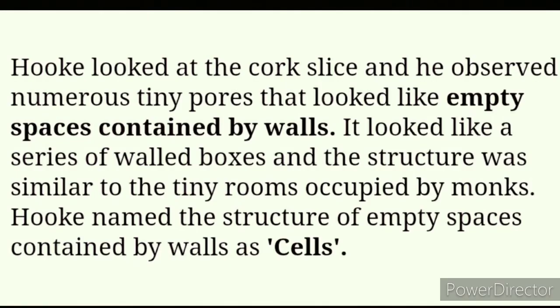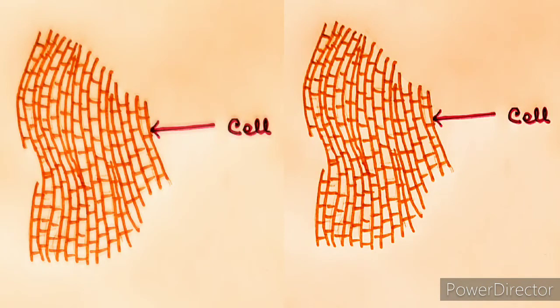Hooke looked at the cork slice and observed numerous tiny pores that looked like the empty spaces contained by walls. It looked like a series of walled boxes, and he noticed that this structure was similar to the tiny rooms occupied by monks. Hooke named these empty spaces contained by walls as cells.